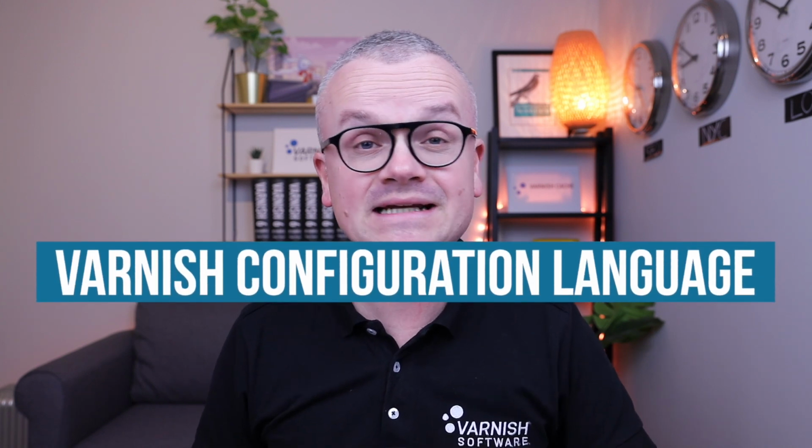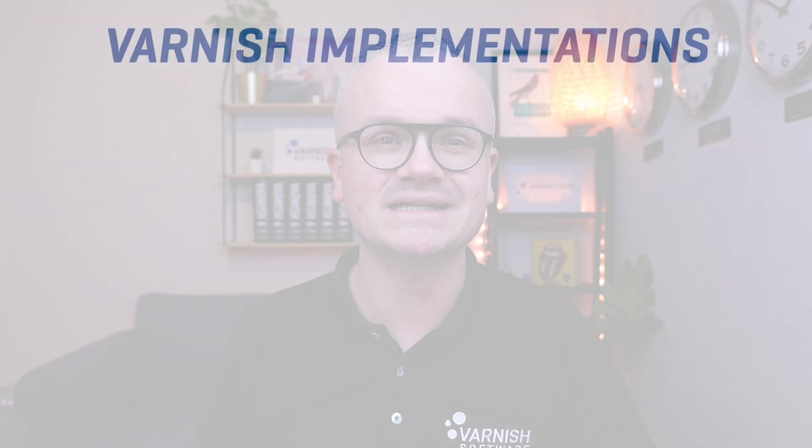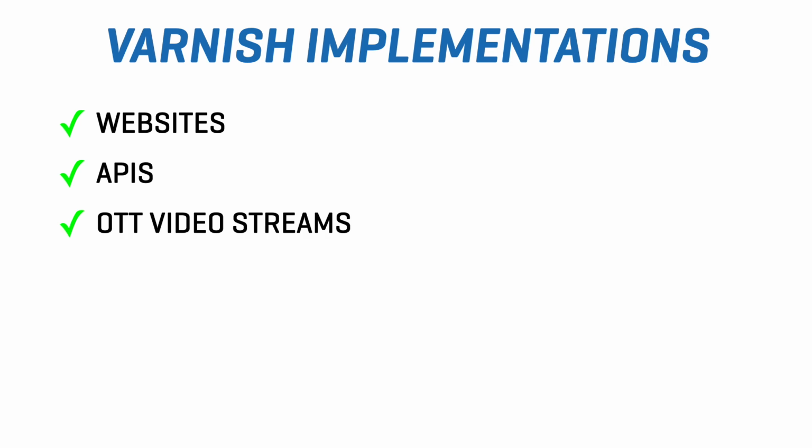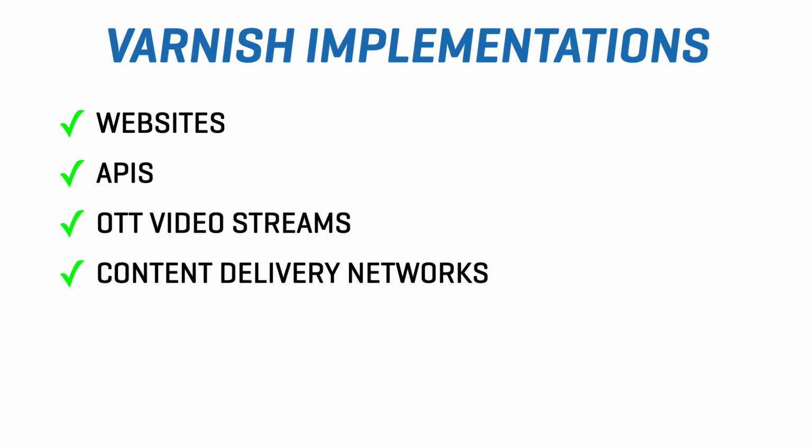Today I'll tell you a bit more about VCL, which is short for the Varnish Configuration Language. It is in fact the language that powers Varnish and allows you to customize the behavior of the cache to your exact needs. Varnish is an HTTP cache that accelerates websites, but that can also be used to accelerate APIs, OTT video streams, and even allows you to build your very own content delivery networks.